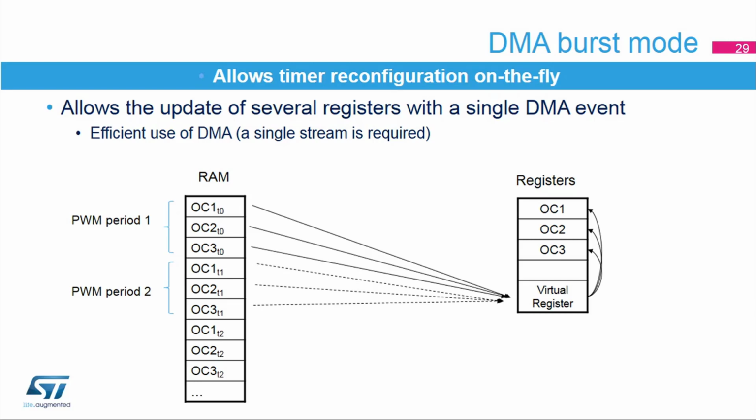The DMA must be programmed in memory to peripheral mode, pointing to a unique location in the timer, virtual register Timx_DMAR. When the update event occurs, the timer sends a number of DMA requests corresponding to the programmed burst length. Each value is then automatically redirected from the virtual register into the active register targeted. On the next update event, 3 new compare values are transferred again. In this example, this mechanism saves 2 DMA streams that would normally be necessary for such an update scheme.